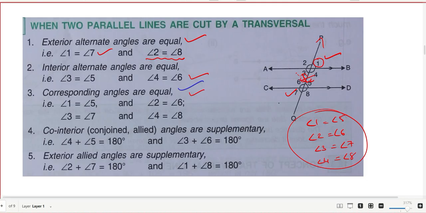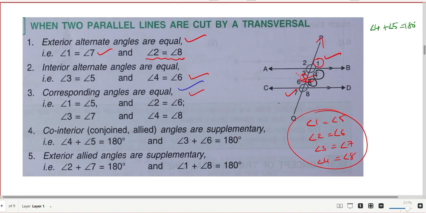And the remaining ones are co-interior angles. All the co-interior angles are supplementary. That means co-interior angles are non-adjacent interior angles which are on the same side of the transversal, like 4 and 5. Angle 4 and angle 5 are non-adjacent, but they are on the same side of the transversal. So these are said to be the co-interior angles. So the sum of them is equal to 180 degrees.